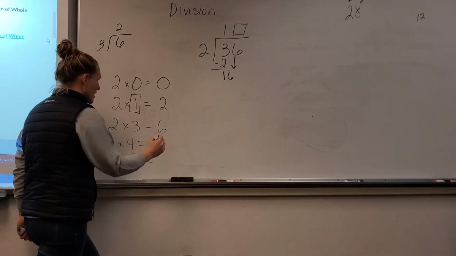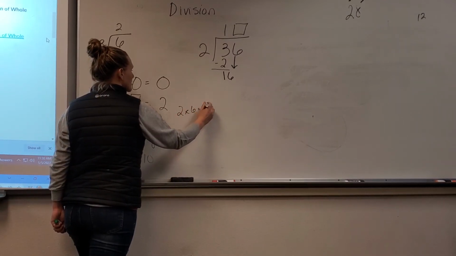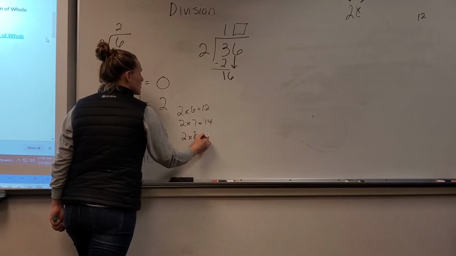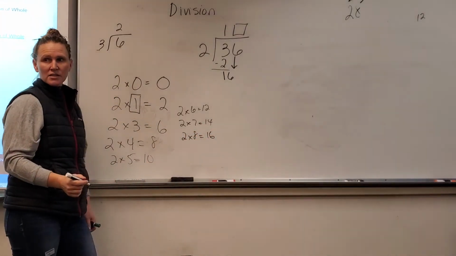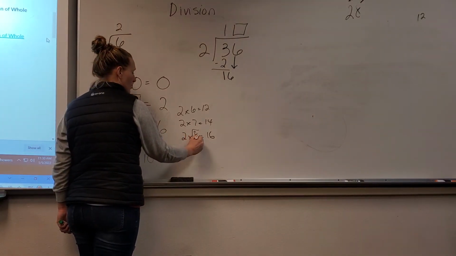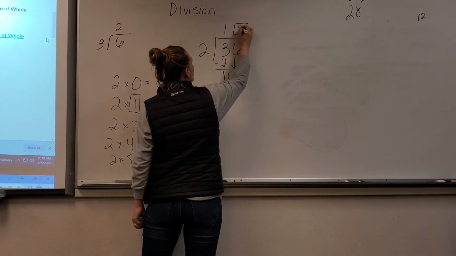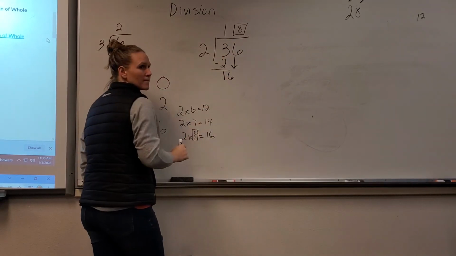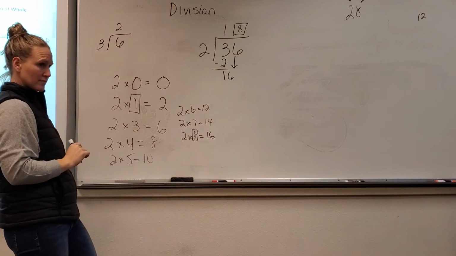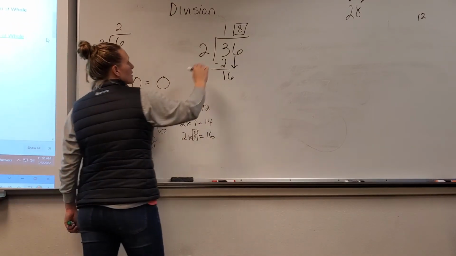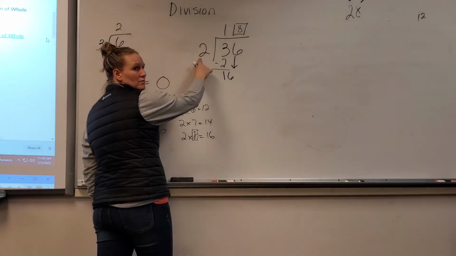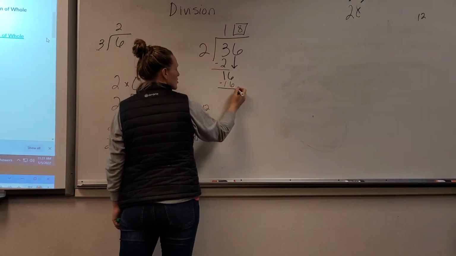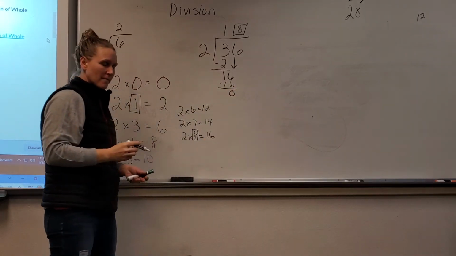2 times 5 is 10. 2 times 6 is 12. 2 times 7 is 14. 2 times 8 is 16. So this is my magic number, 8. So I put it right above the 6. That's the number I brought down. Eight times 2 is 16. I subtract and get 0.